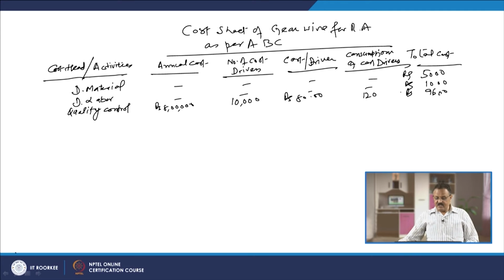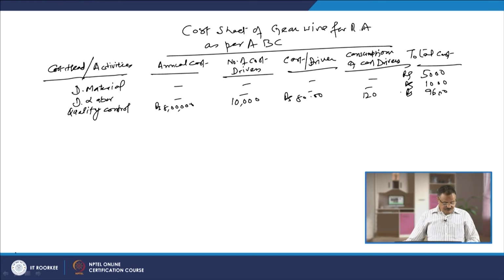So, direct material cost for this product is 5,000 rupees, labor cost is 1,000 rupees, and for quality control the total cost is 8 lakh rupees for the firm as a whole. The number of drivers is 10,000, the total products scrapped, all the products put together, not for this one, and the per product scrapped cost is 80. Then the consumption of the cost driver: in the gear buyer only 120 products are found scrapped. So, what is the cost for finding those scrapped products? That is 120 multiplied by 80, which works out as 9,600.